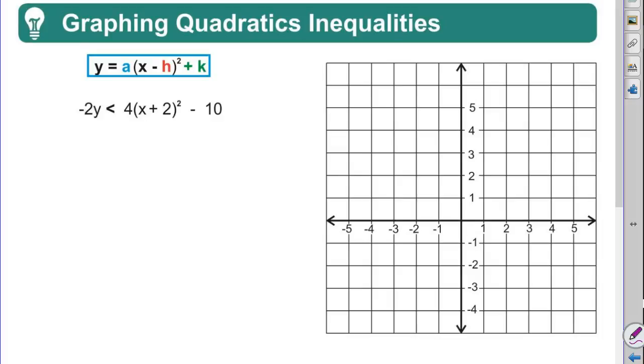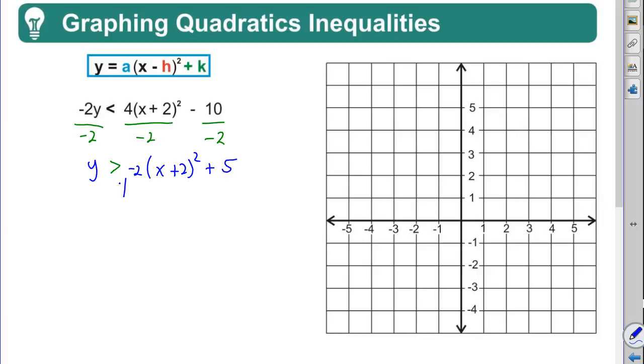Okay, this one's close. We got to move this -2. So we'll divide the left by -2, and we'll divide each term on the right by -2. All right, and remember, whenever multiplying or dividing an inequality by a negative sign, you always reverse, flip, switch the inequality symbol. Okay, so we end up with y. A 4 divided by a -2 is a -2. We still have x plus 2, quantity squared, and now we have positive 5.